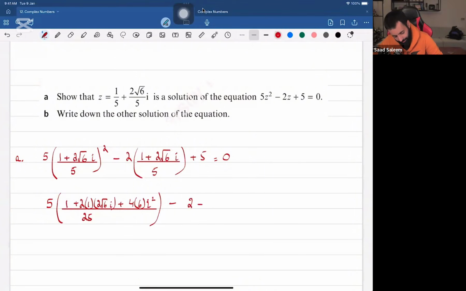Minus, here, this is what happens. We have 2. So you can write it like this, or you can open up the bracket. That's entirely up to you. So minus 2, first I'm just multiplying 2, (2 + 4√6 i)/5, plus 5, which is equal to 0.